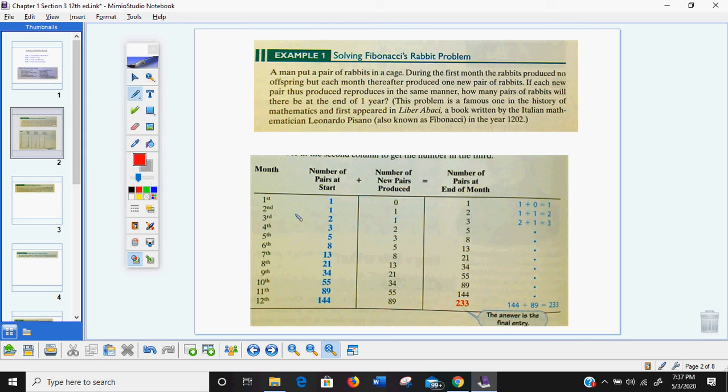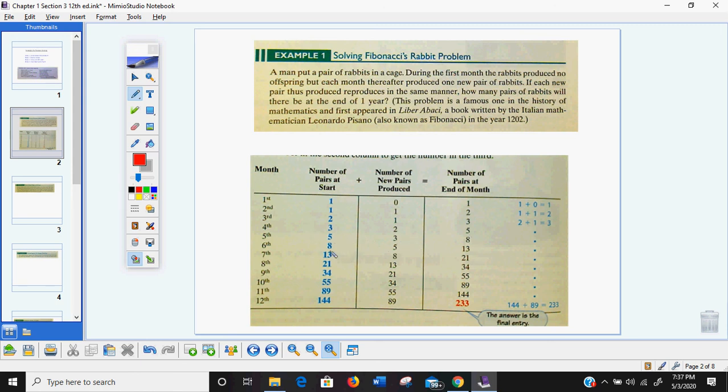Going into the third month, you start with two pair. Okay, one of those pairs reproduced. So at the end of the month, you have three. Fourth month, three pairs. Two of the previous reproduced. The end of the month, you have five. Okay, next month, you start with five. Three of those pairs are reproducing. At the end of the month, you have eight.